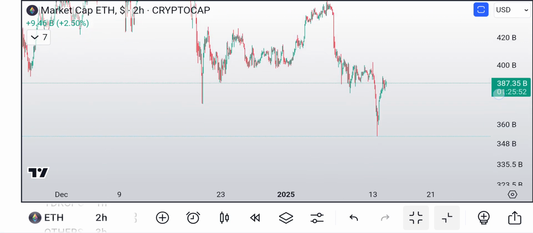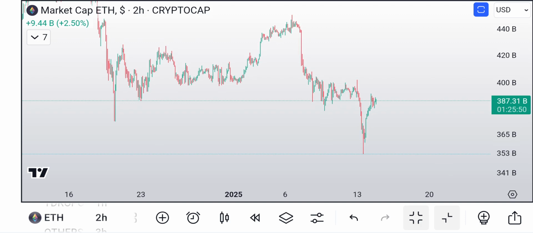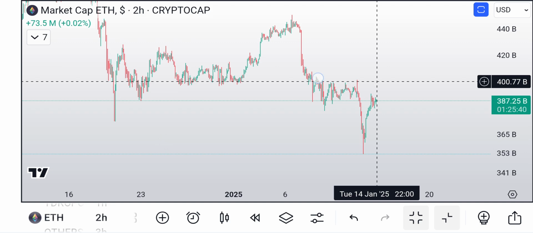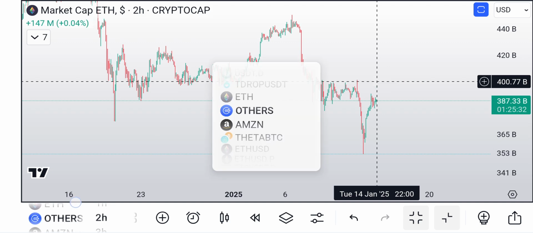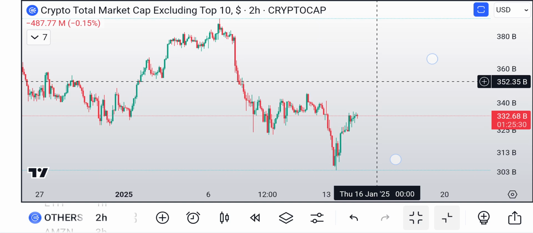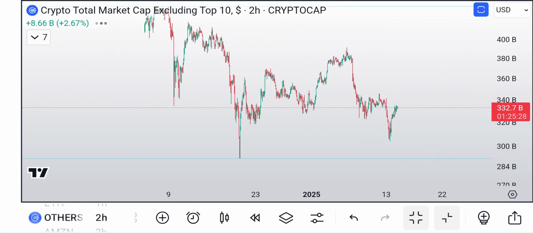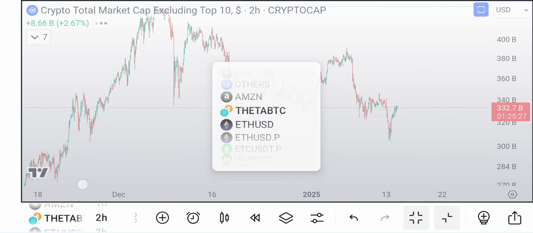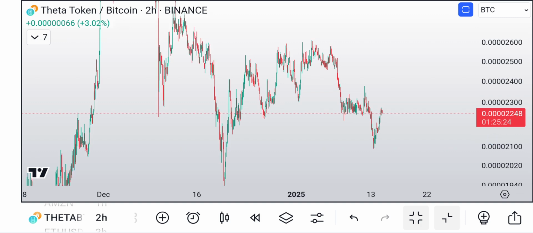But we have to be careful because we don't want this to get rejected in here. Right? So when you break down, you come back up, you retest it as resistance. What needs to happen is we need to get back above. We need to get back over here, around 400 billion. And others looks okay. Yeah, that's pretty much it.